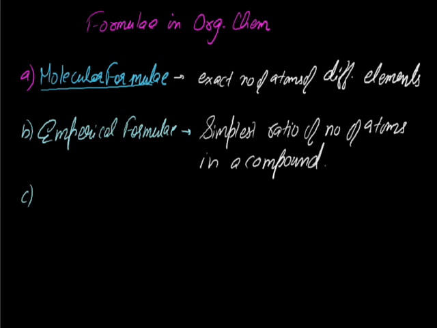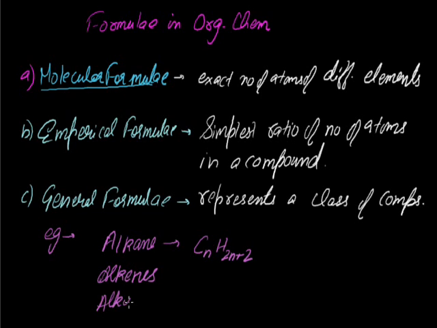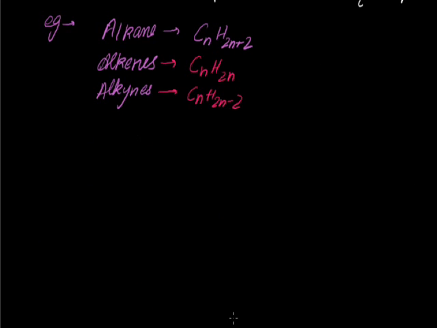The next one is the general formula. This formula does not represent a particular compound, rather it represents a class of compound. For example, the general formula for alkanes is. Similarly, we can write the general formula for alkenes, alkynes. For alkenes it is CnH2n, and for alkynes it is CnH2n-2. Let us look at a couple of more general formulae: aldehyde, ketone, and acids.